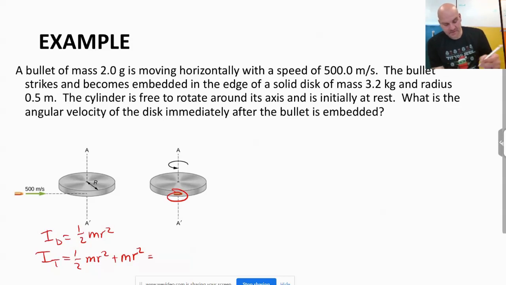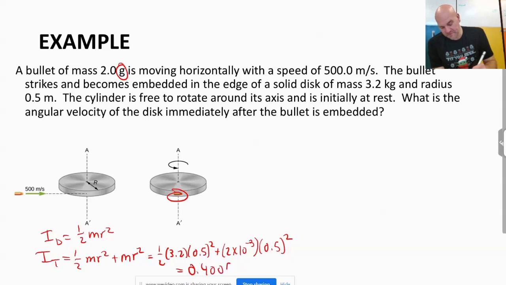When I plug in the numbers, it's 1/2 times 3.2 times 0.5 squared, plus 2 times 10 to the -3, because it gives it to us in grams and we need it in kilograms, times 0.5 squared. And so my moment of inertia is 0.4005. Now I need that for the after scenario, because now I've got the bullet inside the spinning disc. And so now I can say delta L equals 0.